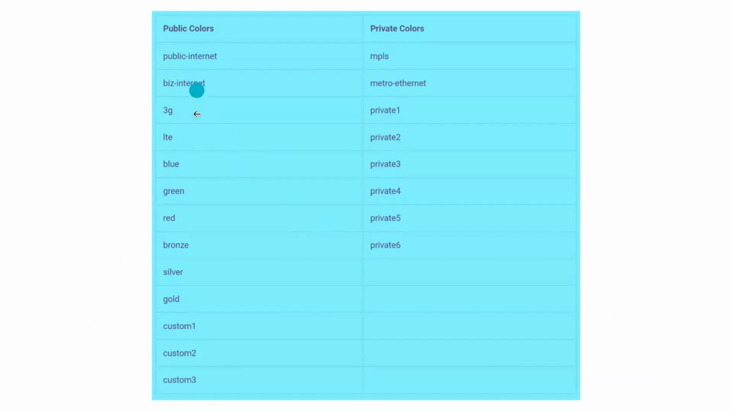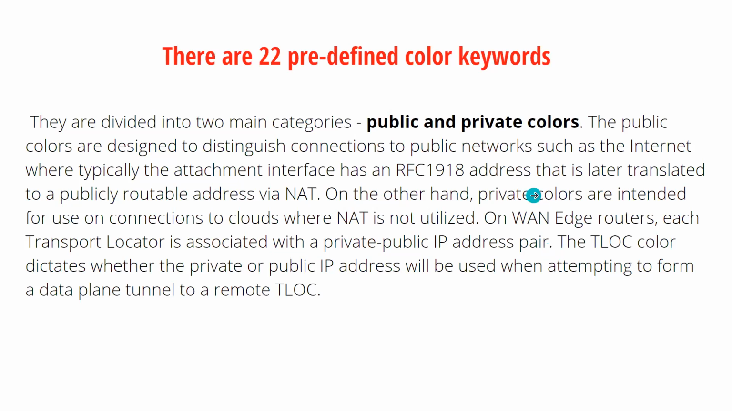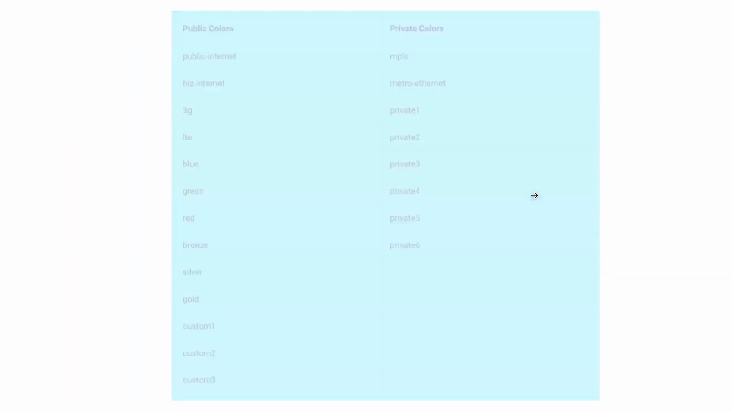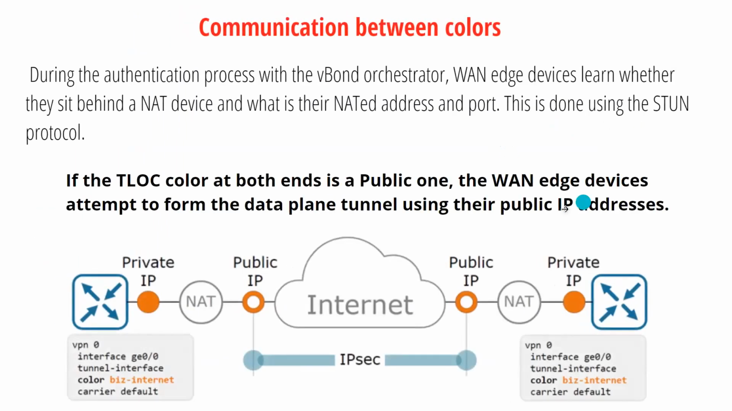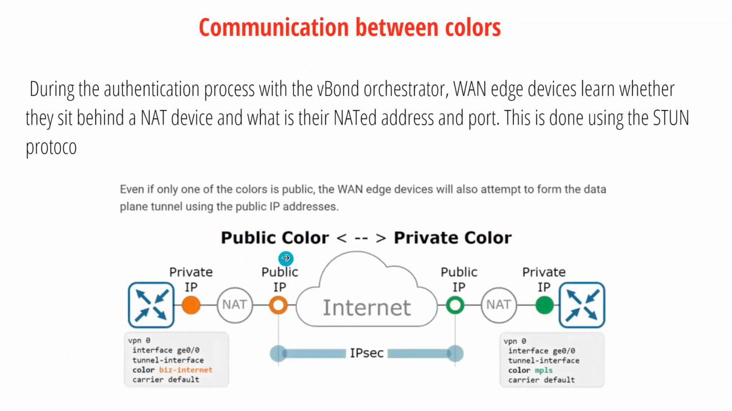So what he's saying is, if it finds out that these are public colors, it will use the public IP to connect to the other side. If the colors are public, the internet IP, the public IP, will be used for connectivity. If the colors are public, what if the colors are private, like MPLS? What if on one side the color is public and on the other side it is private?